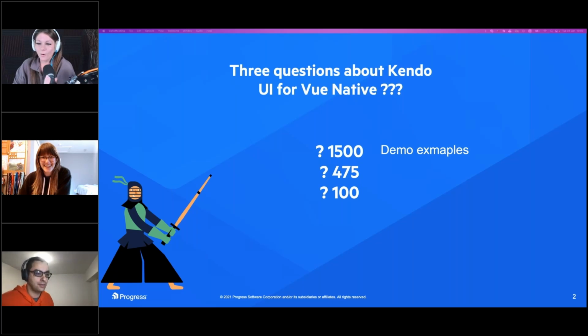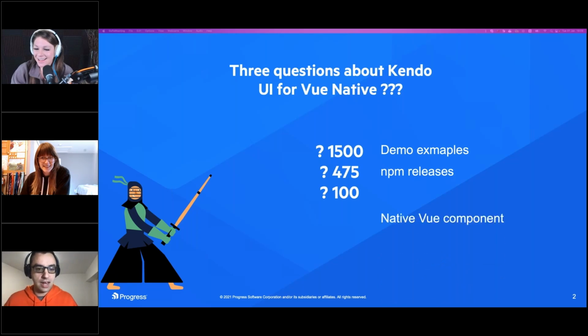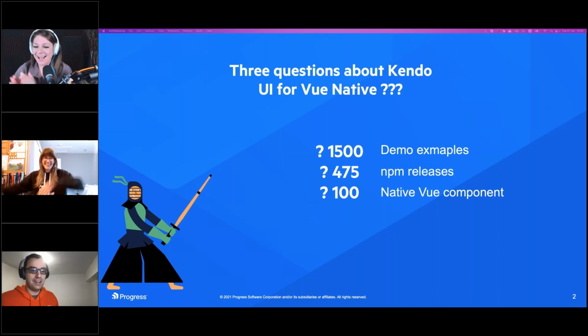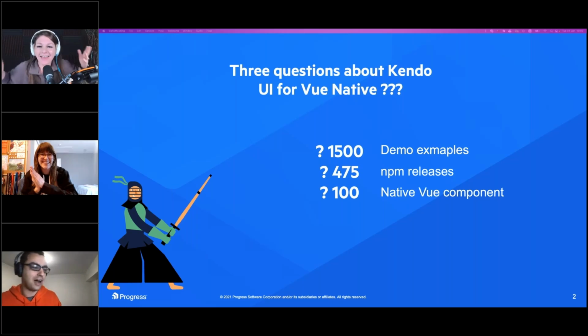Here are the 15 demo examples in our site for the native components. We have done more than 475 npm releases. That's the dev and the latest releases. And ta-da! From this release, we have 100 native components. That's very exciting for all of us.